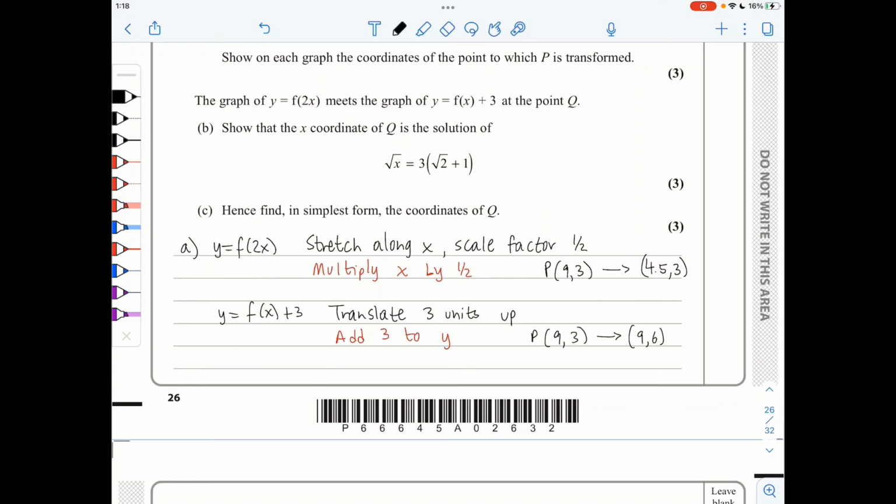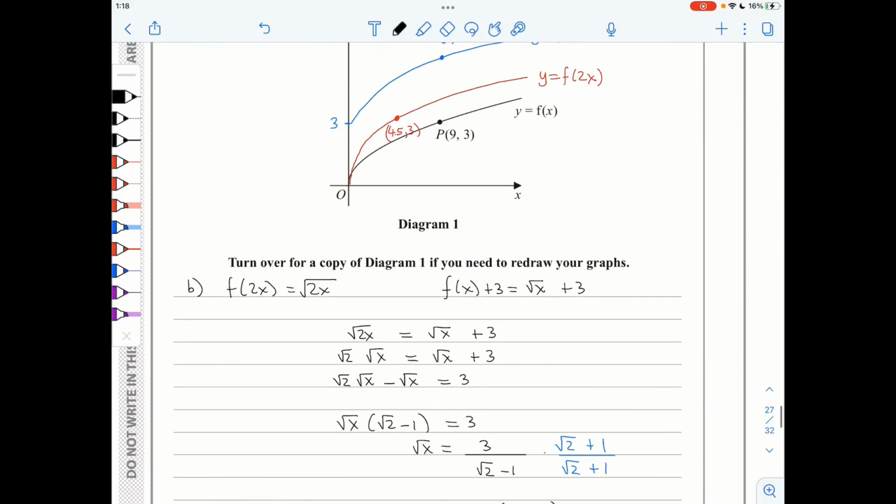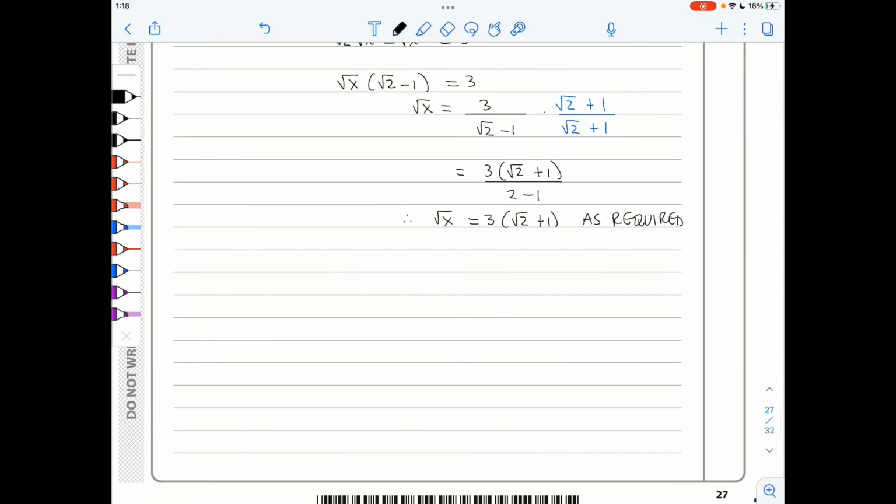Well, I have to find x and then proceed to find y. So we know that root x is 3 brackets root 2 plus 1. So that means that x will be 3 squared times root 2 plus 1 squared, which is 9 brackets 2 plus 2 root 2 plus 1. So it's 9 brackets 3 plus 2 root 2.